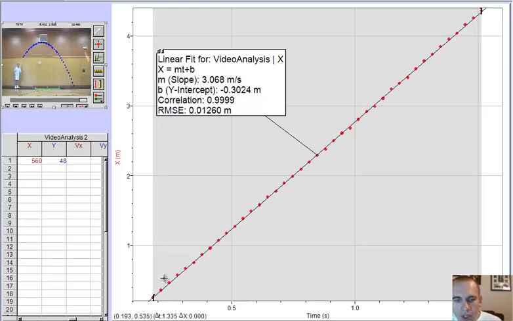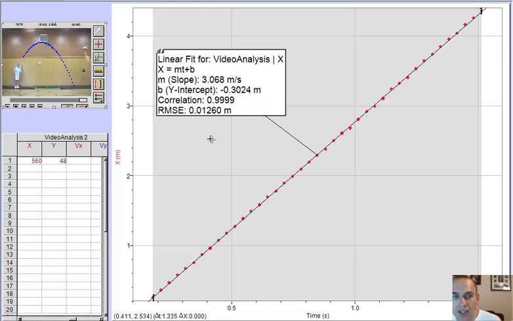When we get all the way up to half a second into this thing, it's gone about 1.25 meters. 1 second into this thing, it's almost 3 meters away. 1.5 seconds, it's almost 4.25 meters away. Now the slope of this line tells me its velocity. It's moving at a speed of 3 meters per second, 3.068 meters per second. And it is a really straight linear line. That's what we expect.